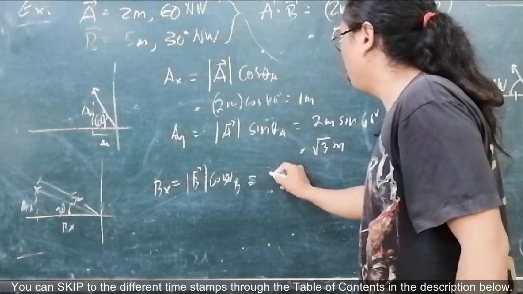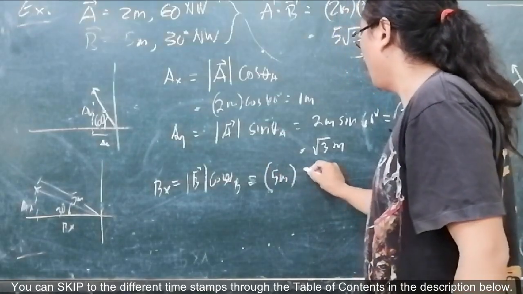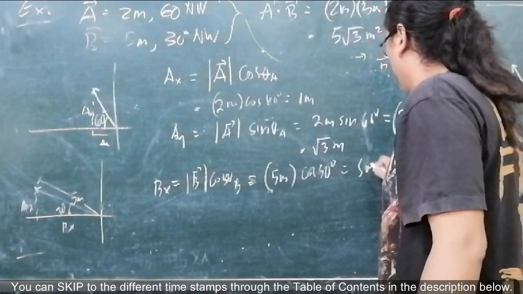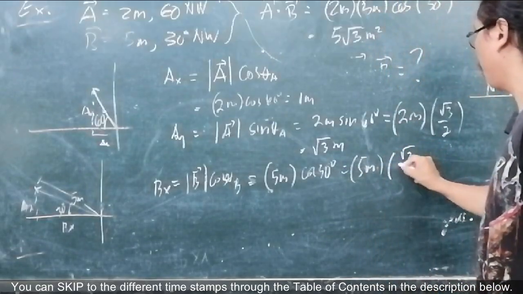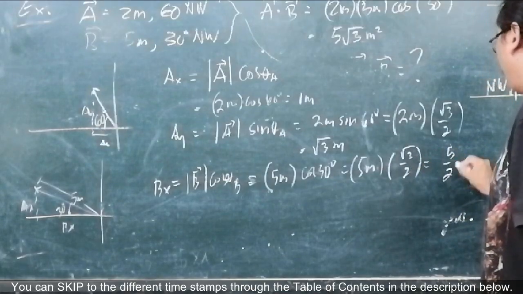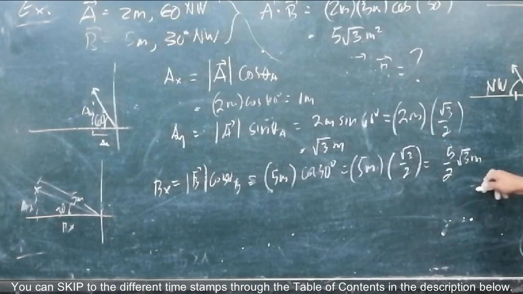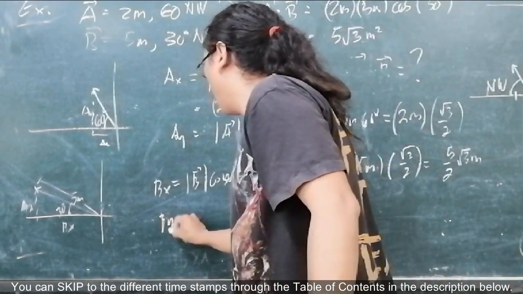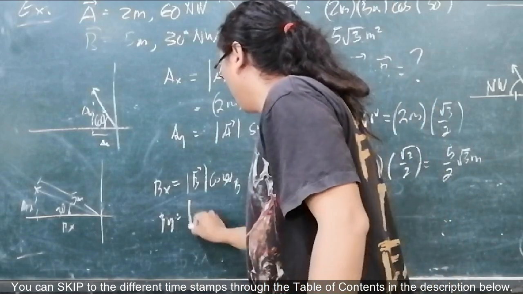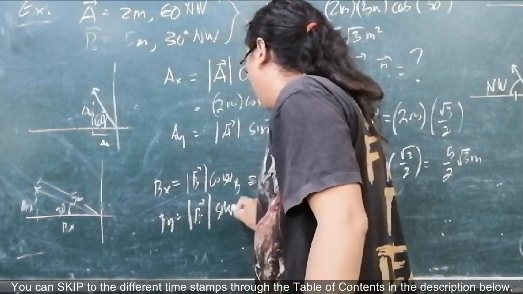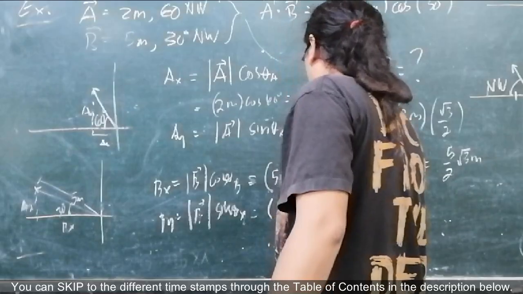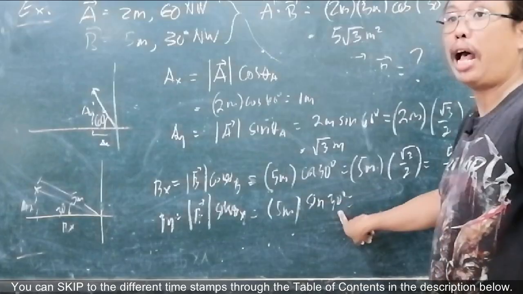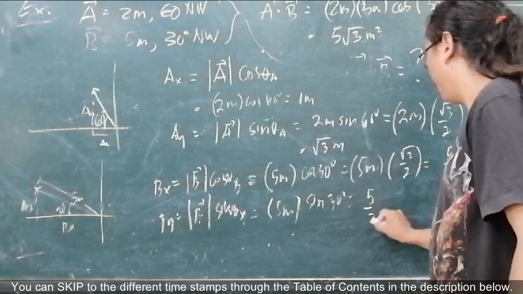Okay, so this is the magnitude of B, which is 5 meters times cosine of 30 degrees. Cosine of 30 is square root of 3 over 2. So this is 5 halves square root of 3 meters, right? How about BY? This is the magnitude of B times sine of theta. B is 5 meters, sine of 30 degrees is 1/2. So this is just 5 over 2 meters.